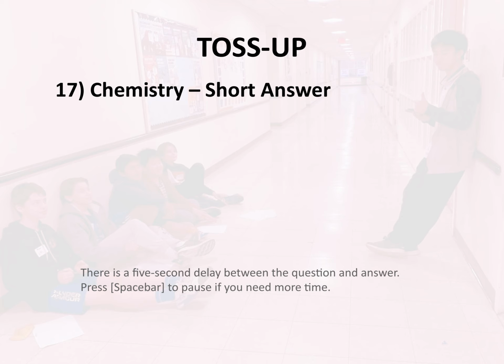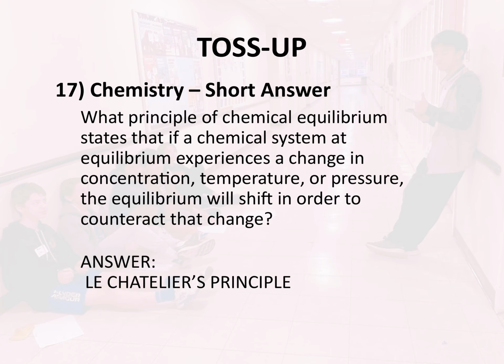Toss-up 17. Chemistry, short answer. What principle of chemical equilibrium states that if a chemical system at equilibrium experiences a change in concentration, temperature, or pressure, the equilibrium will shift in order to counteract that change? Answer: Le Chatelier's principle.